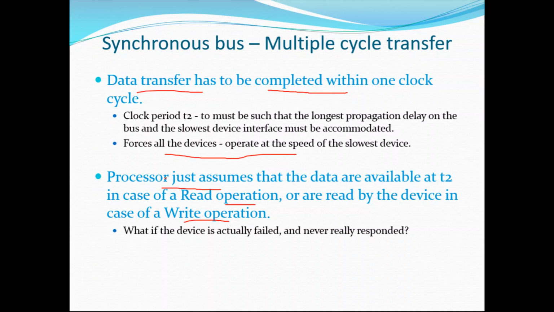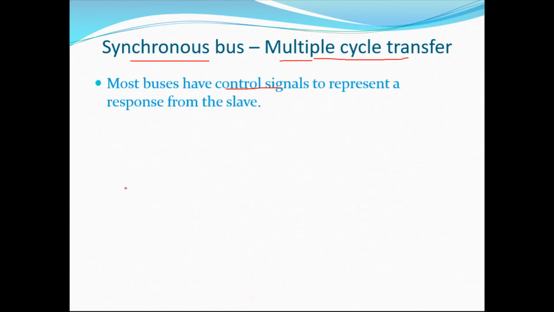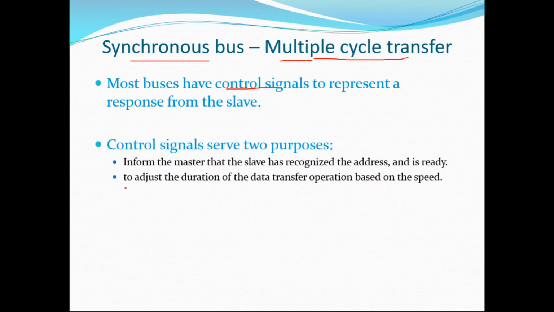To remove the first drawback, we are removing this restriction, that things should be completed within one clock cycle. So it is called multiple cycle transfer. And the second is we are going to introduce one control signal, so that the processor or the bus master will know whether the data transfer has been completed successfully or not.